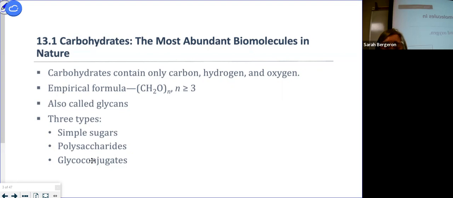Then you have what are called glycoconjugates. Glycoconjugates are like I was talking about earlier, where you have, for example, a protein with sugar attached to it. You have a lipid with sugar attached to it, right? So you've conjugated a sugar to something.